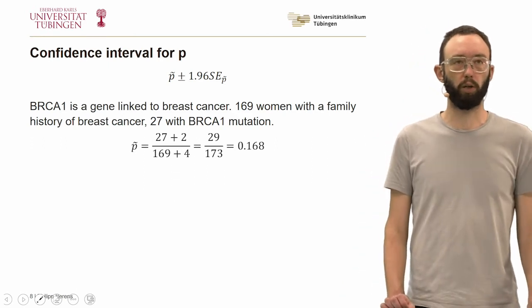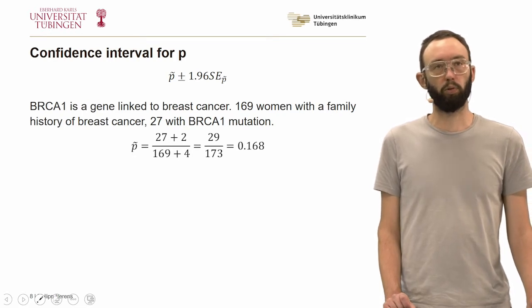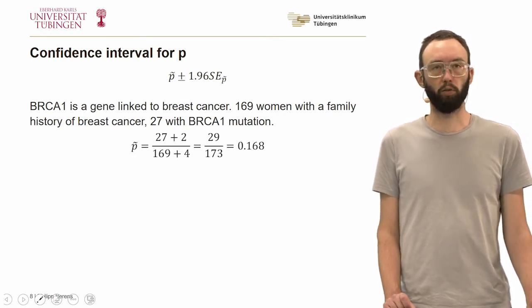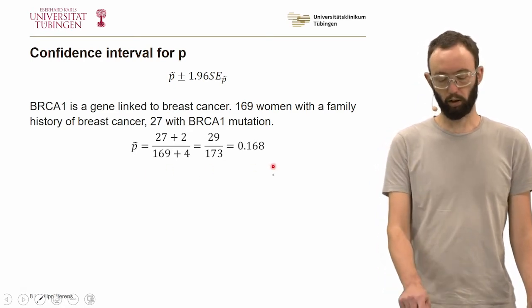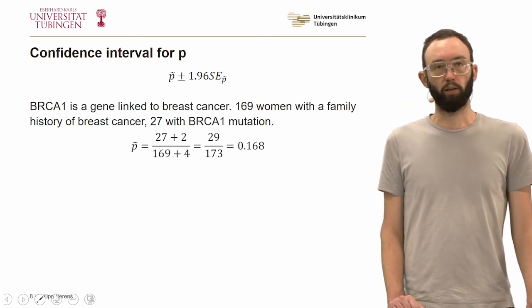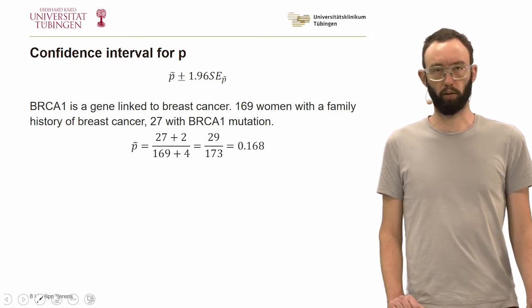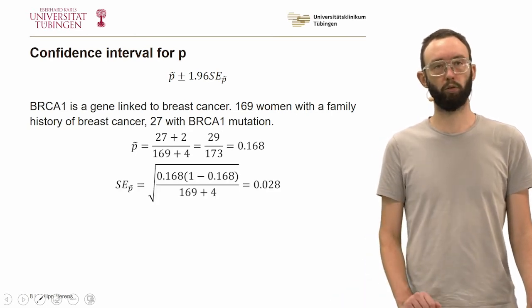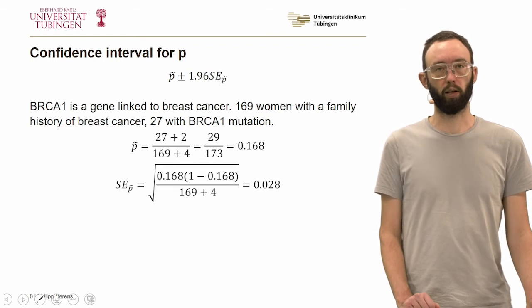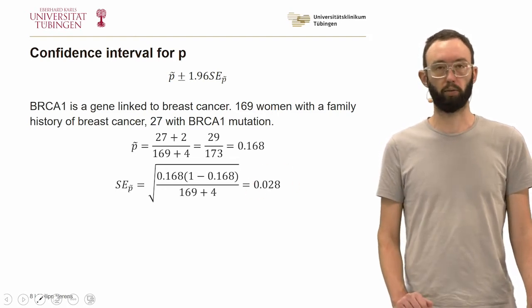So the gene BRCA1 is linked to breast cancer. And 169 women with a family history of breast cancer are screened for that gene, and 27 have the mutation. So we do our calculation as before and find that p tilde is 29 over 173, or 0.168. We then compute the standard error of the proportion as 0.168 times 1 minus 0.168, divide by 173, and take the square root. So that is 0.028.